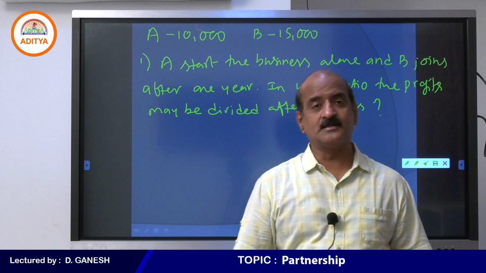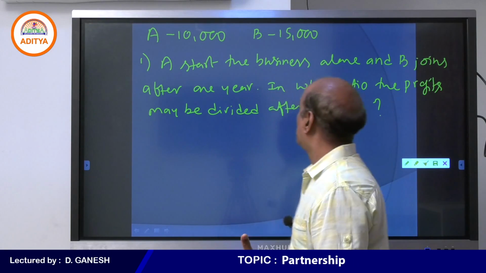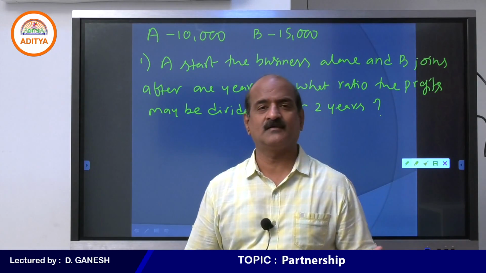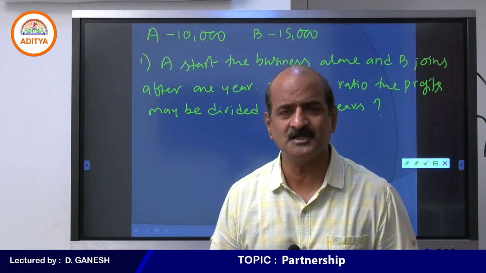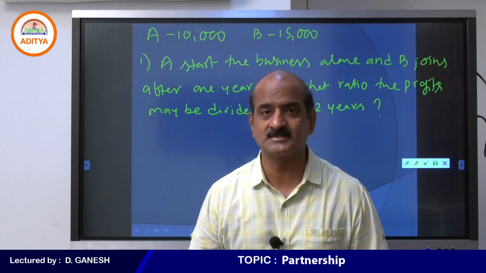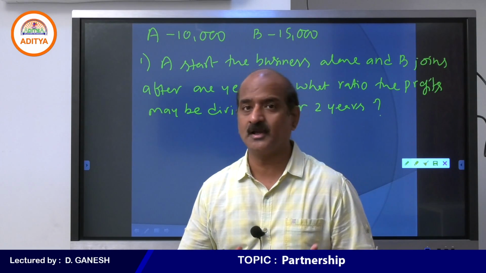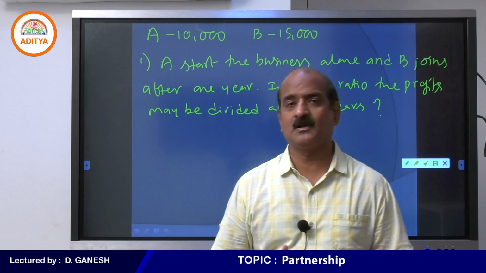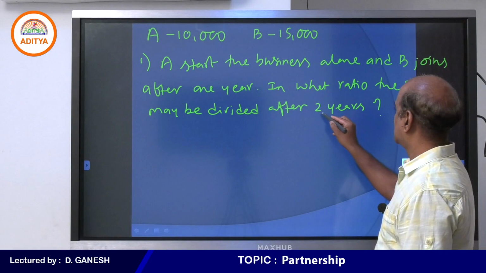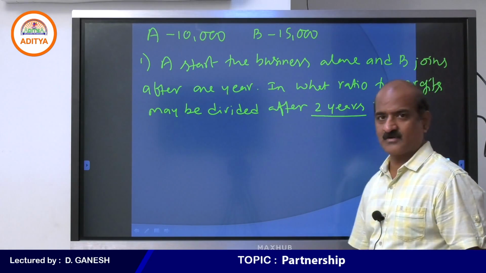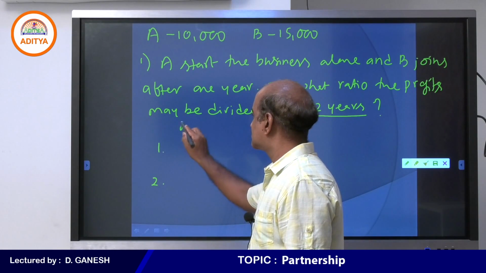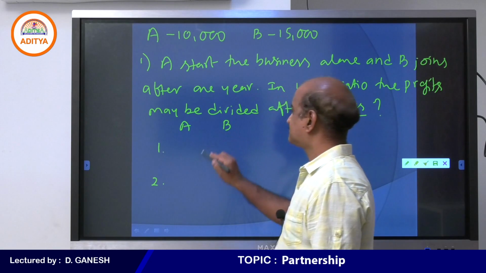Wonderful. Compound partnership. Very good. The very reason is, in this question A started the business, but B joins after 1 year. You understand my point? B joins after 1 year, which means some disturbance is there. All the persons are not joining at the start. Some of the people are joining in between, and hence we call it compound partnership. So students, we have to close the account after 2 years. First year, second year. So this is A and this is B.